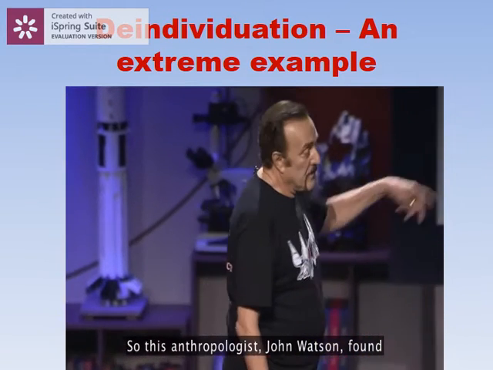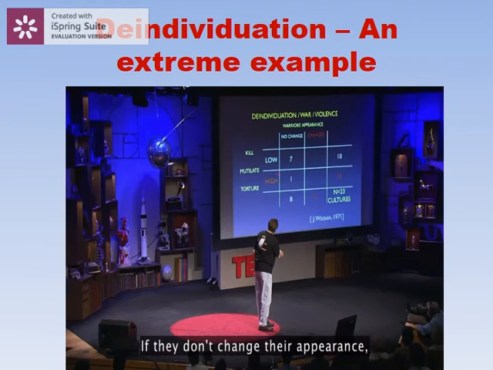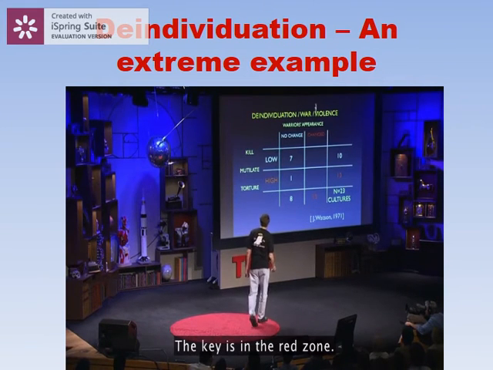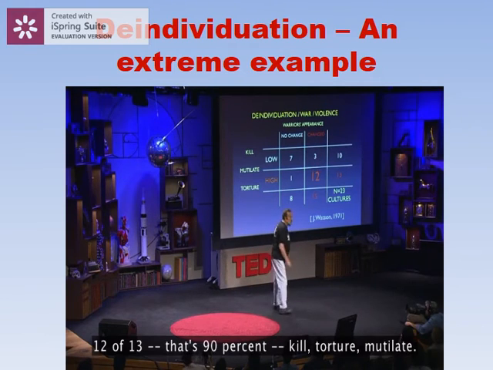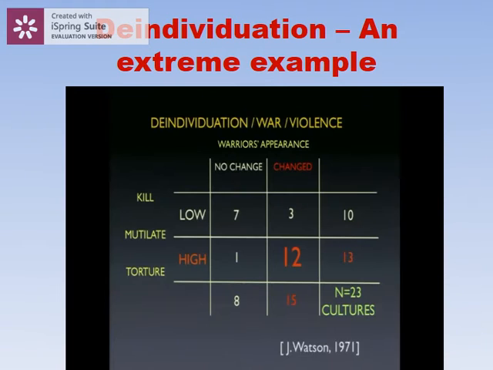So with this anthropologist, John Watson found 23 cultures that had 2 bits of data. Do they change their appearance? 15. Do they kill, torture, mutilate? 13. If they don't change their appearance, only 1 of 8 kills, tortures, mutilates. The key is in the red zone. If they change their appearance, 12 of 13, that's 90%, kill, torture, mutilate. And that's the power of anonymity.